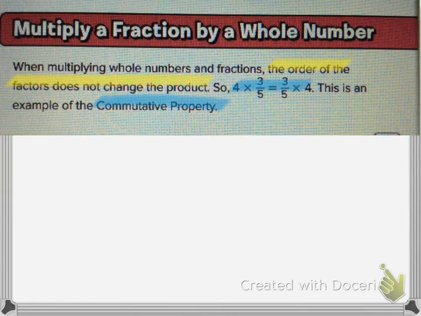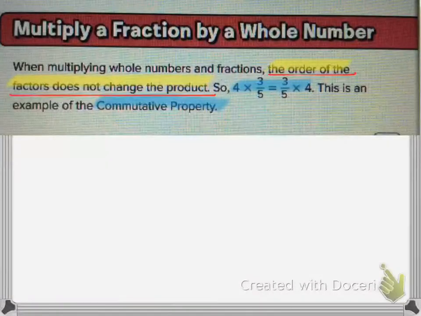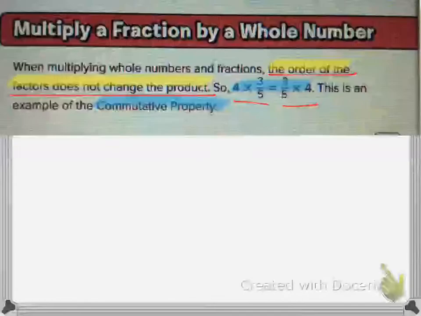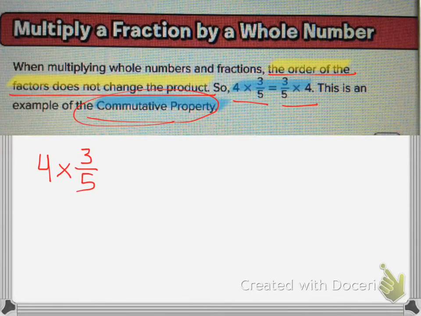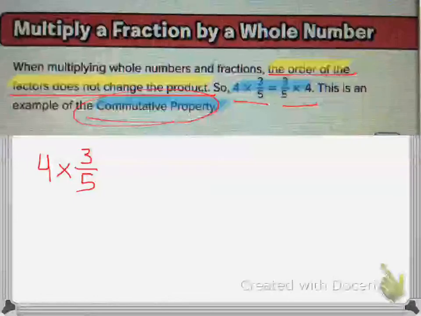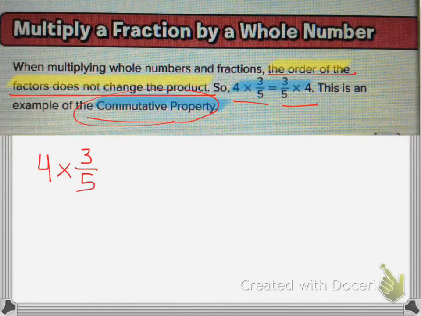We're going to multiply a fraction by a whole number. It's the same thing as multiplying a whole number by a fraction. Exactly the same thing. The order does not change the product. Okay, so I can take 4 times 3/5 and 3/5 times 4 and get exactly the same answer. Again, this is the commutative property. So if we take 4 times 3/5, go ahead and do that. Okay, start it out.